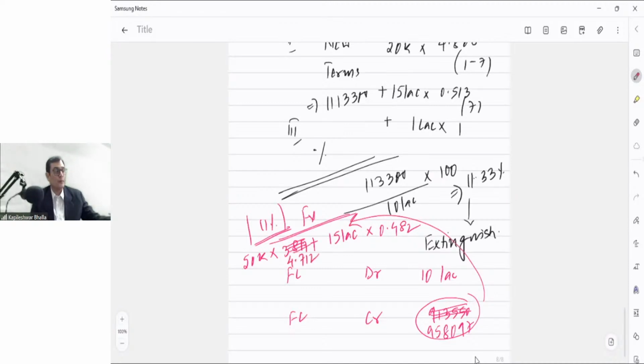So 50,000 is going to be paid for the next 7 years, and 15 lakh is going to be paid at the end of the 7th year. So this figure comes to 958,097. Now whatever is the balancing figure in this particular case is a gain arising on extinguishment accounting. So this will be taken in the profit and loss account.